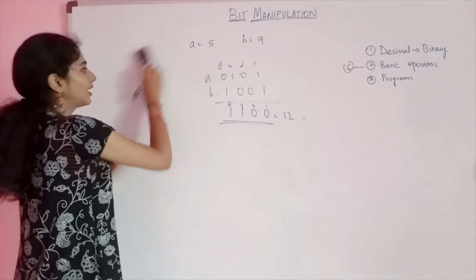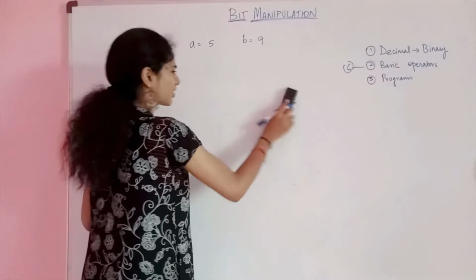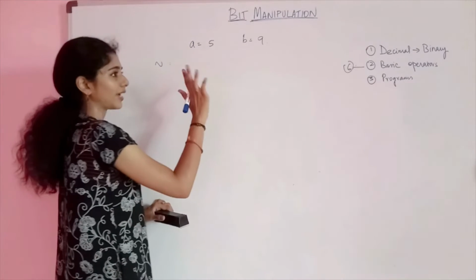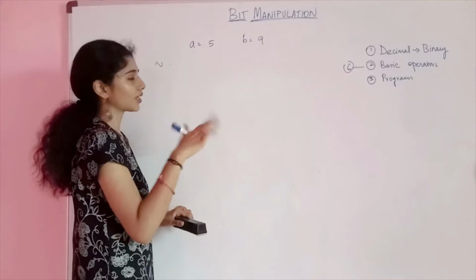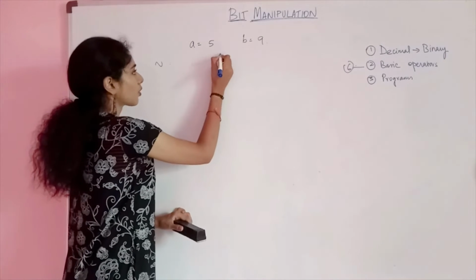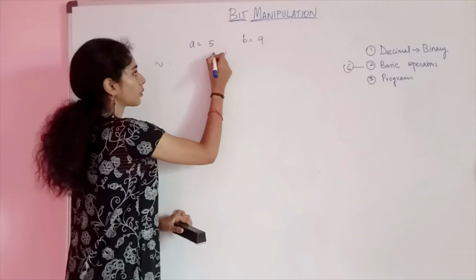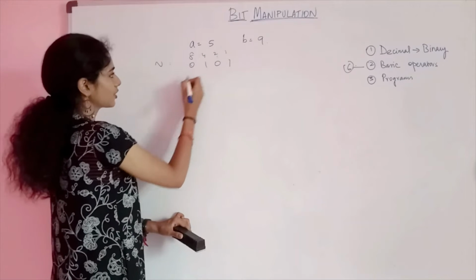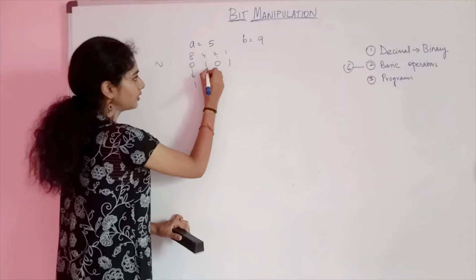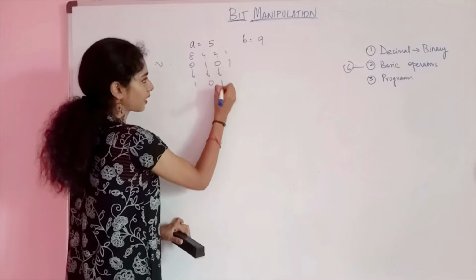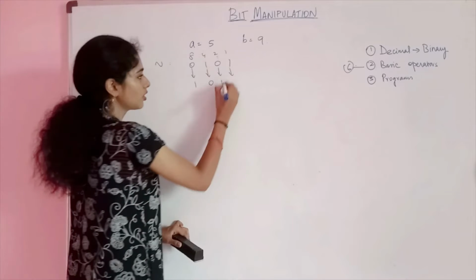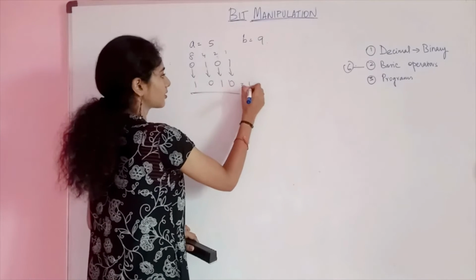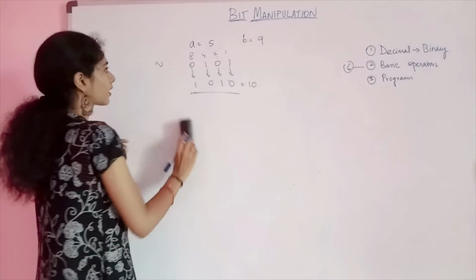Next, let's have the negation. I suppose you guys know the negation operator, alright? Negation is nothing but you negate all the bits: all the zeros become ones and all the ones will be converted to zeros. So 1, 2, 4 and 8 again. For 5, the negation will be: 0 will be converted to 1, 1 will be converted to 0, 0 will be converted to 1 and 1 will be converted to 0 again. So what is the decimal representation? It is 10.